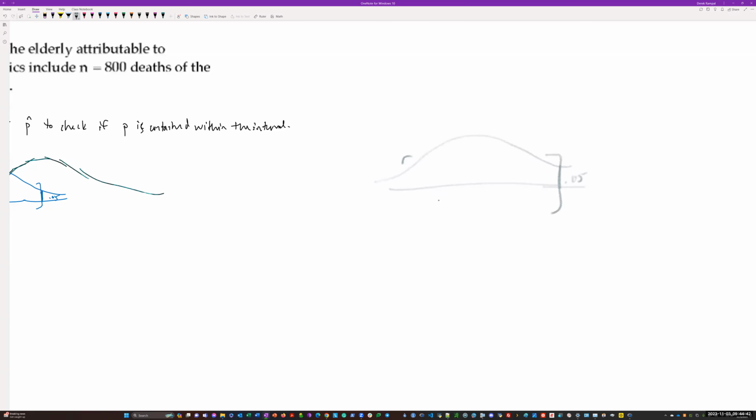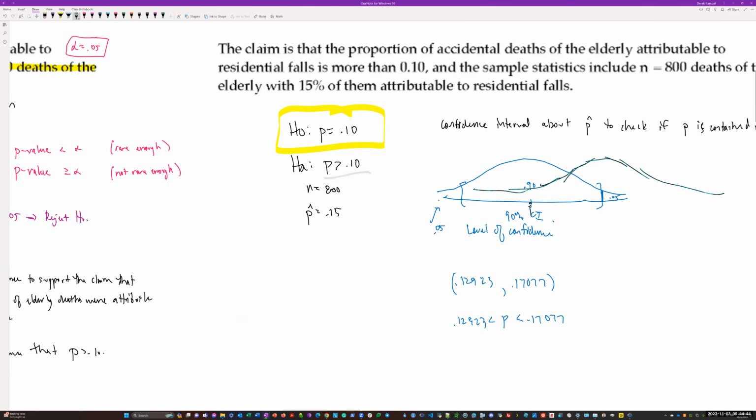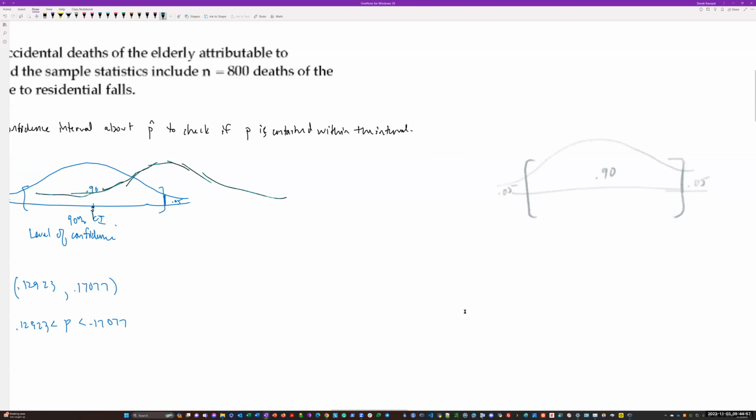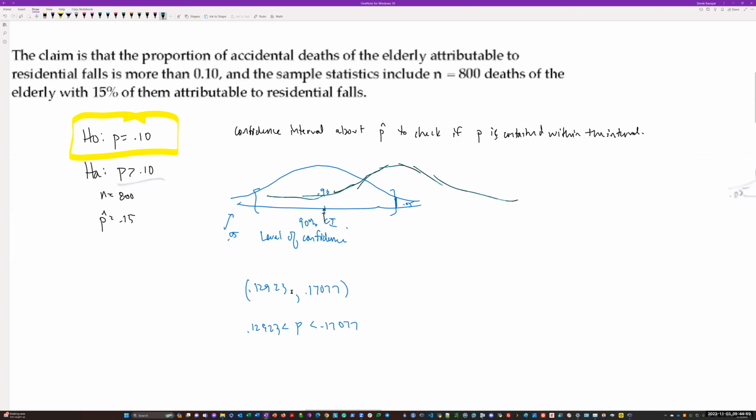Because our original hypothesis was greater, alpha has to be put on the right because it's a right tail test. So then by symmetry, this would have to be 5%. Therefore, this would have to be 90. Is that correct? All right. So here we have to construct a 90% confidence interval. Does that make sense?